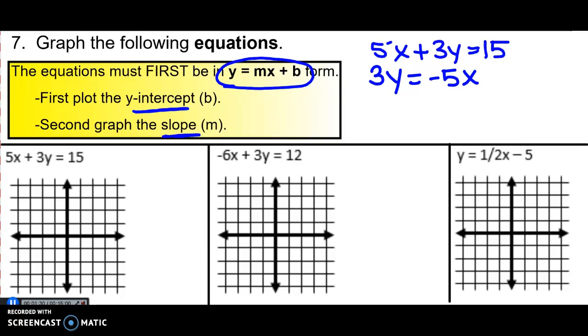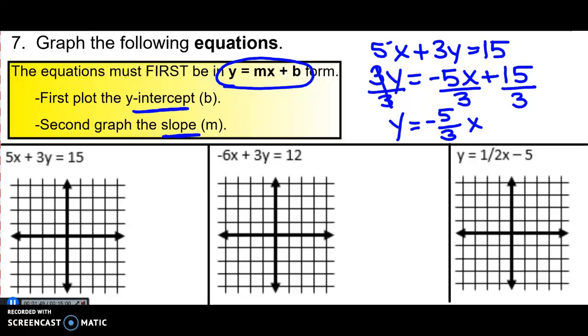Negative 5x plus 15. Okay, now the next step would be to get rid of the 3. Now to get rid of the 3, we're going to be dividing all terms by 3. And we're left with negative 5 over 3x, there's our slope, plus 15 divided by 3 is 5. So 5 is our y-intercept. Alright, we plot the y-intercept first. That goes on the y-axis.